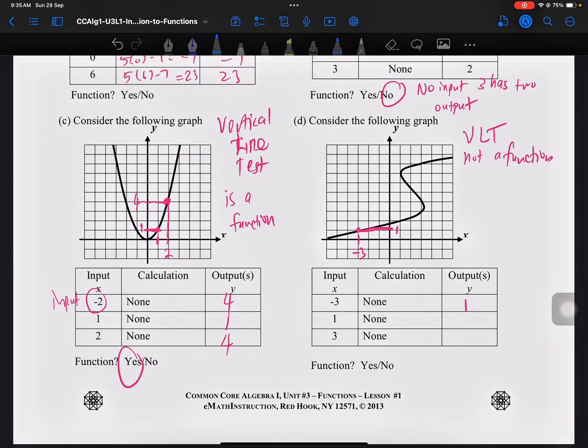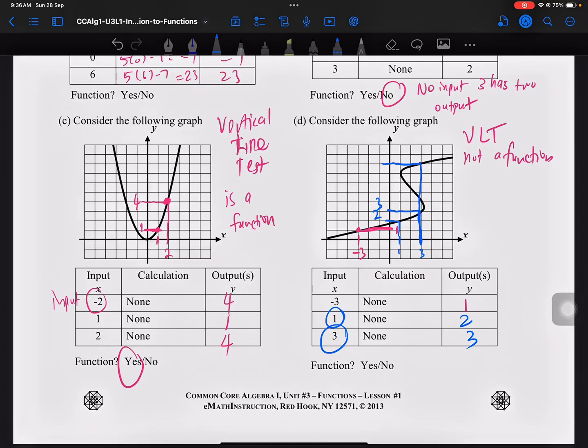x1 is here. Go up, I will see my y value 2. And then x3 here, I go up, I see my y value 3. So I noticed that one input like x equal to 1 and x equal to 3 give more than one output. You can see different values.